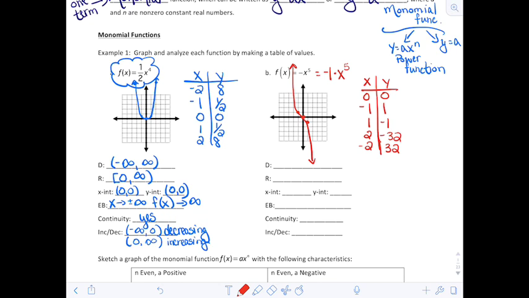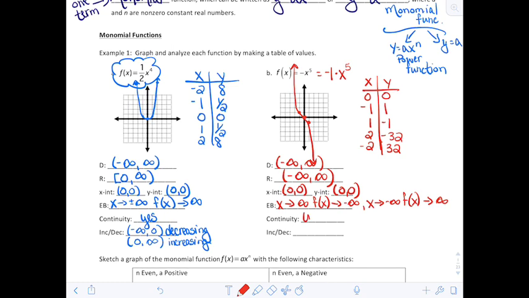Okay, so there is -x to the fifth. So our domain, of course, there's nothing I can't plug in, -infinity to infinity. My range, also everything. It spans the entire y-axis, -infinity to infinity. My x-intercept and y-intercept, again, the origin, 0, 0. And behavior. So I'm going to do these separately because they do go to different places. So as x goes to infinity, my function f of x goes to -infinity. And as x goes to -infinity, my function goes to +infinity.